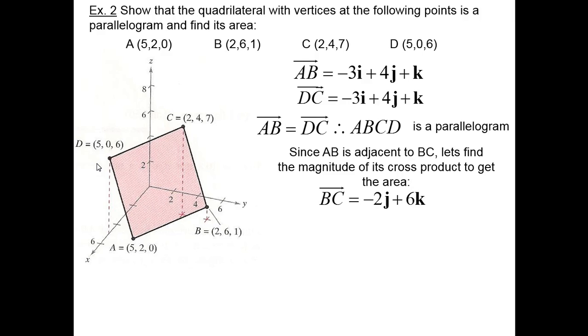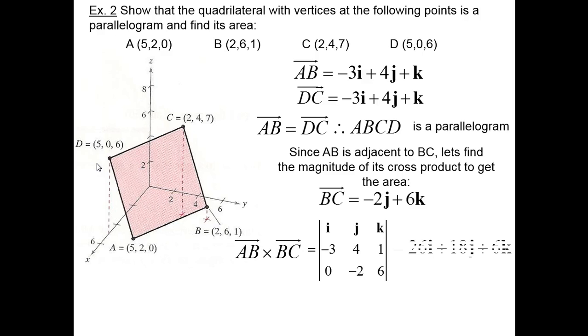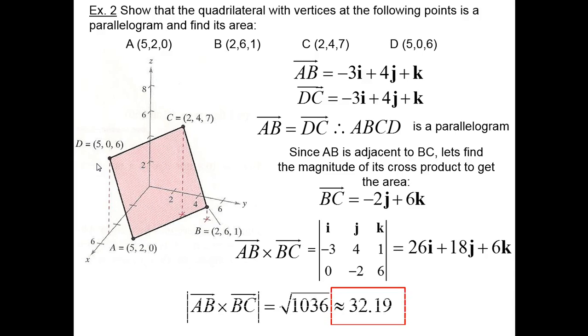Now we don't know the angle between them, so we're going to have to find the cross product and then take its magnitude. The cross product, using our formula from last week, if you work that out, you should get 26i plus 18j plus 6k. The area of the parallelogram is just going to be the magnitude of that cross product. Square root of 26 squared plus 18 squared plus 6 squared would get you 1036. Of course, you can leave it as a radical or a decimal.